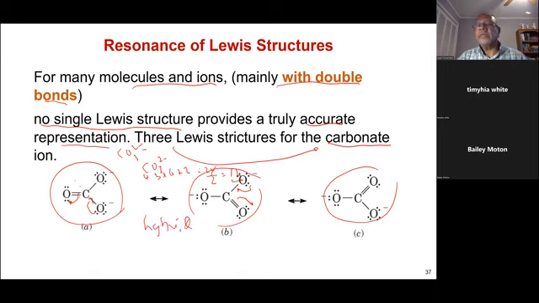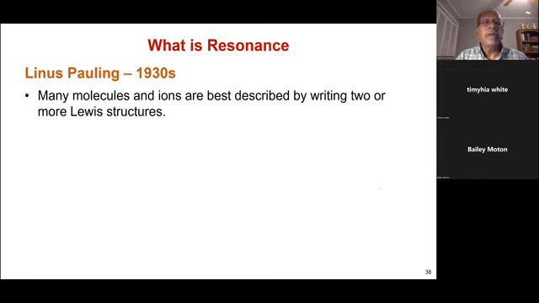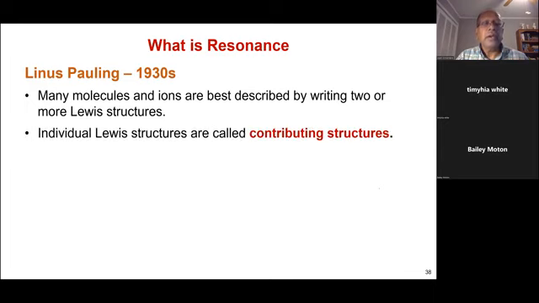Now you had a mixture of all these. This idea came about in the 1930s. Linus Pauling, who discovered electronegativity, also found out about resonance. Many molecules and ions are best described by writing 2 or more Lewis structures. Individual Lewis structures are called contributing structures. There are 3 for the carbonate ion.